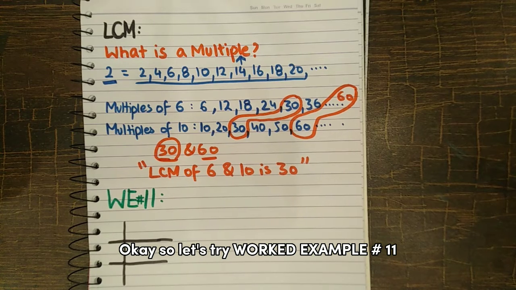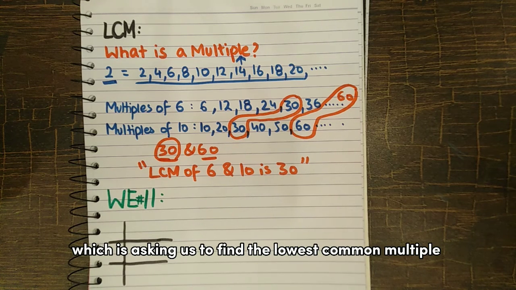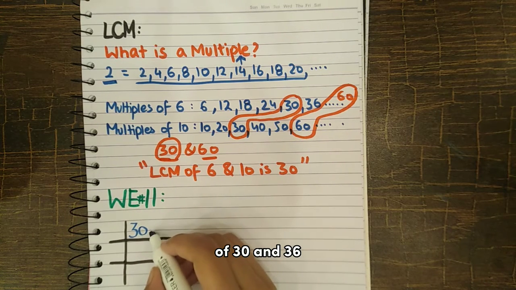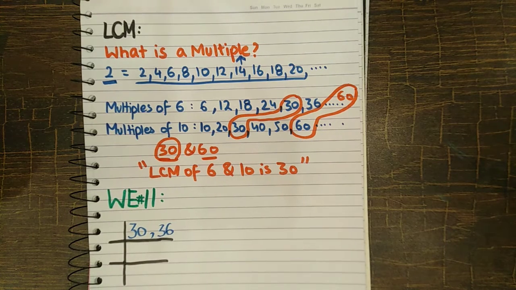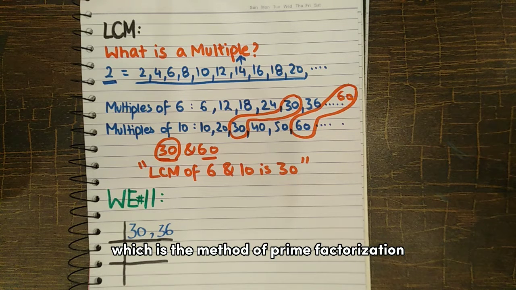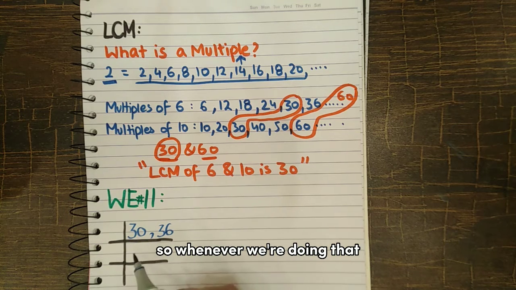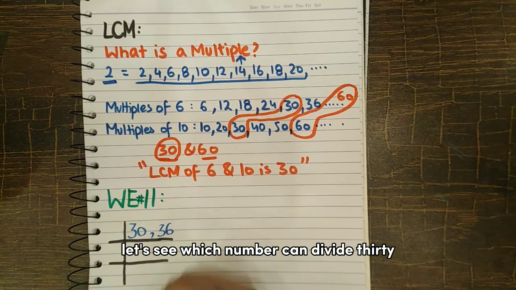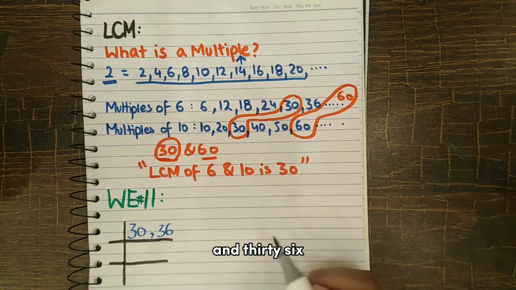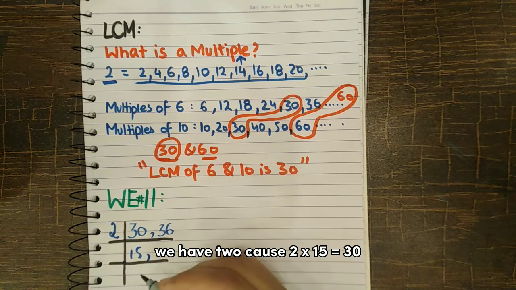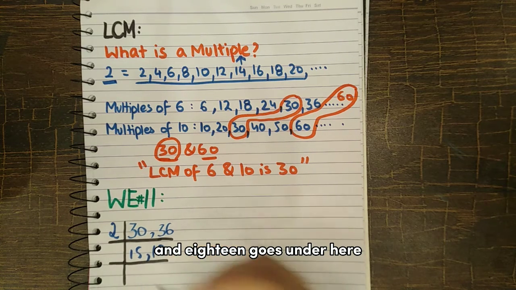Okay, so let's try worked example 11, which is asking us to find the lowest common multiple of 30 and 36. We've got two values over here, and we're going to try the second method, which is the method of prime factorization. So whenever we're doing that, we're going to have to prime factorize both values. Let's see which number can divide 30 and 36. We have 2, because 2 15s are 30 and 18 goes under here.